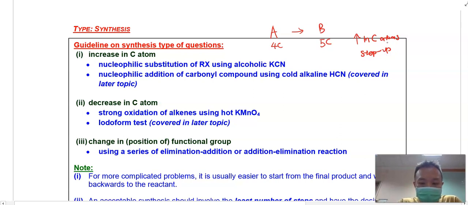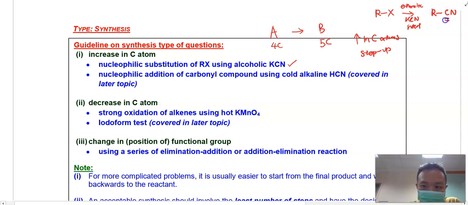So far, based on what you covered, one thing that will result in a step up is when you replace your halogen with ethanolic KCN, heat, under reflux, and you get R-CN. You notice that there's one additional carbon. Now, the part about carbonyl compounds using HCN is something that we'll cover in the topic of carbonyl compounds, so do not worry about this, we will teach you. So these are the two reactions that result in what we call a step-up reaction.